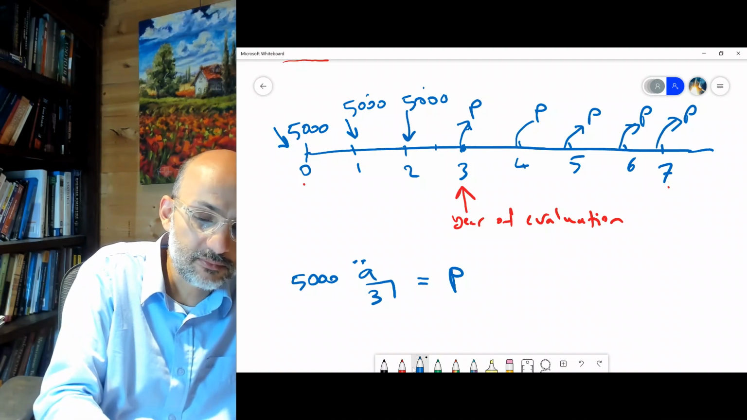And the payment is made at the beginning, even if the question says at the end, because we selected this year as the evaluation year.